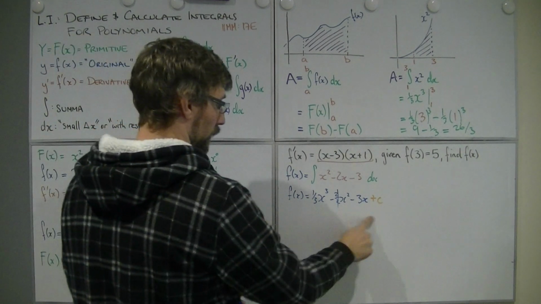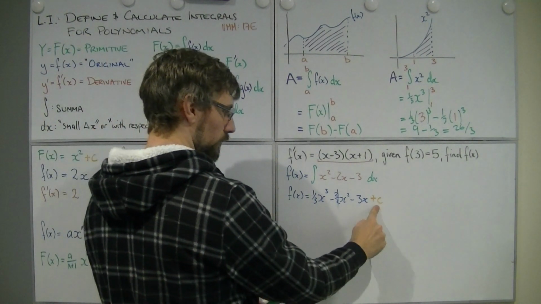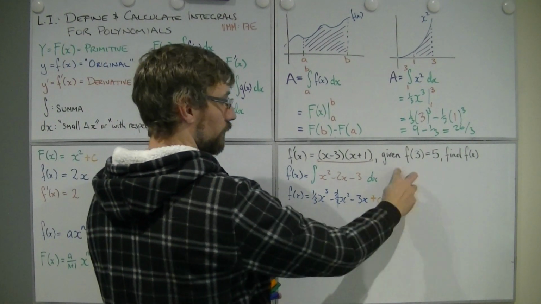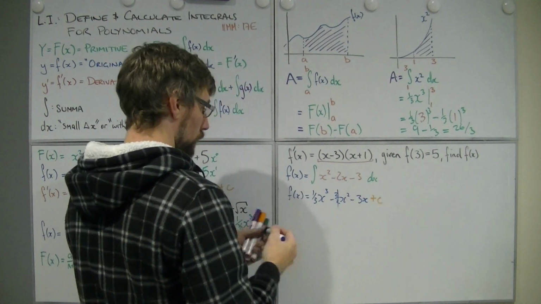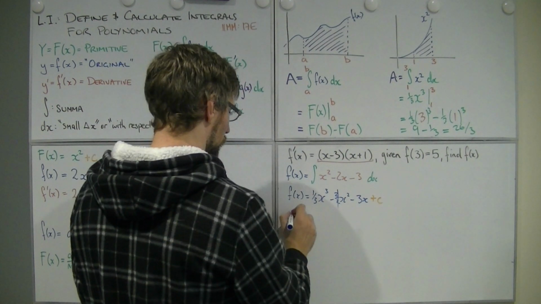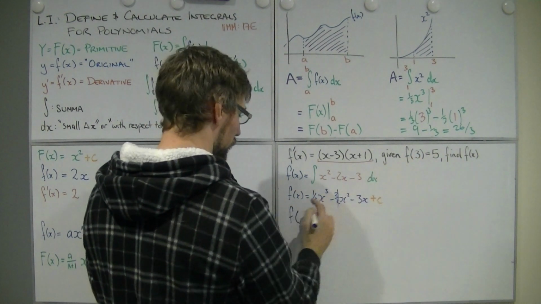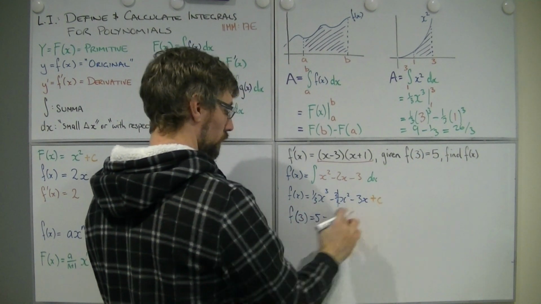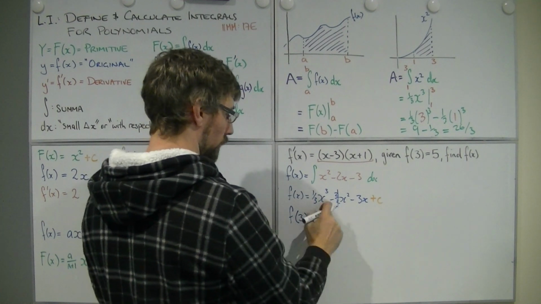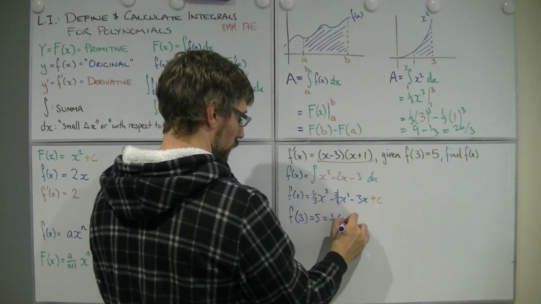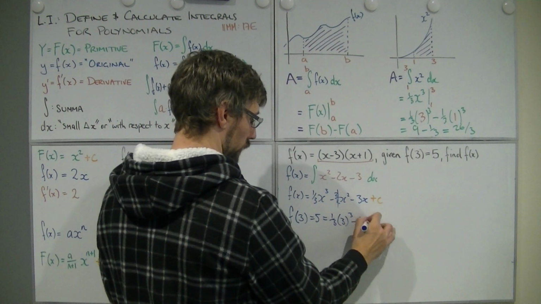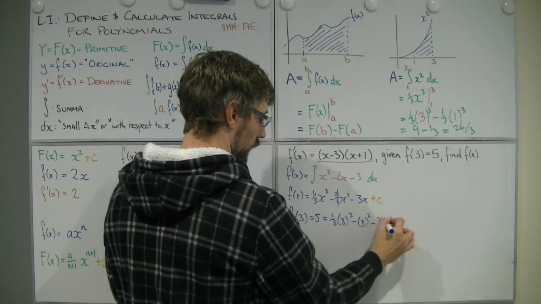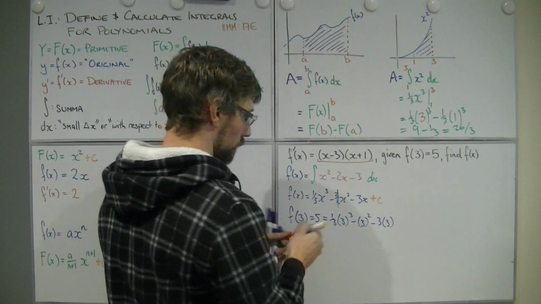Cool, alright, so we've got this. Great, we're almost there. We're just missing this part of the function. Well, this is where the initial condition comes in. So we can say, great, f of 3 equals 5. Well, that means all of this, when x is 3, must equal 5. So 1/3 of 3 cubed minus 3 squared minus 3 plus our unknown c.